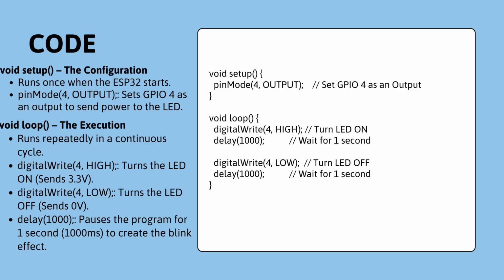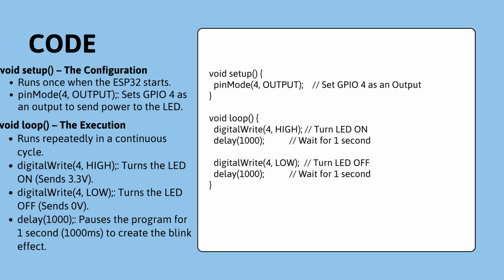Now let's move to the coding part. As we already know, ESP32 programs are usually divided into two main sections: setup and loop. The setup function runs only once, when the ESP32 starts up or resets. This section is mainly used for configuration. Here, we use pinMode OUTPUT to configure GPIO 4 as an output pin, so the ESP32 can send voltage to the LED.